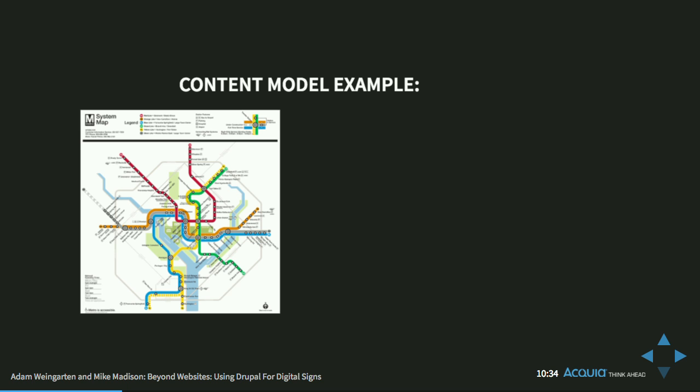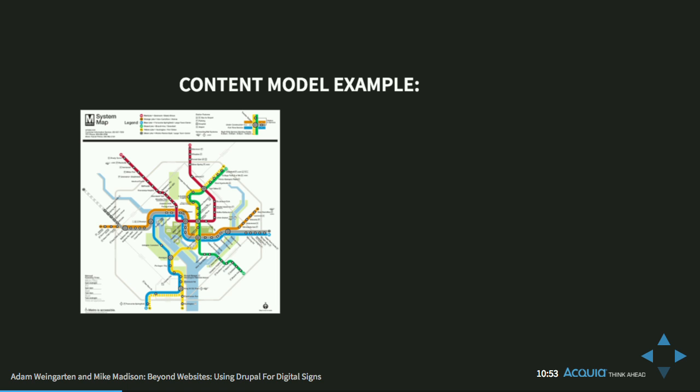So our content model starts with subway lines. The lines have direction. You can go in two different ways. So if we're looking at the red line in your local, you might go to Shady Grove, or you may go in the direction of Glenmont. You also notice that there are stations. So that might be another part of our content model.